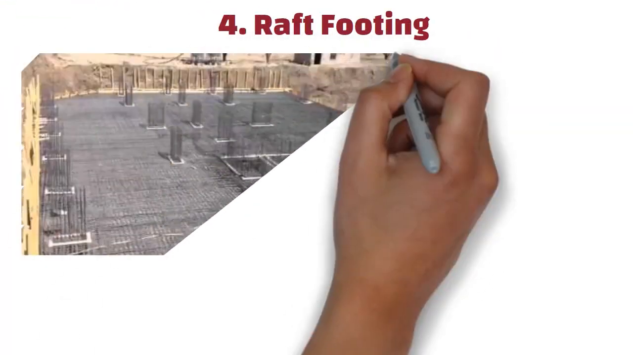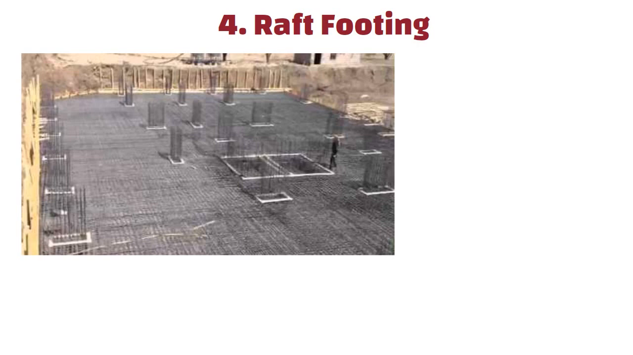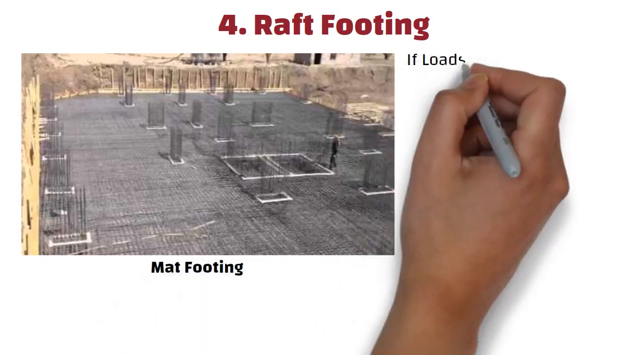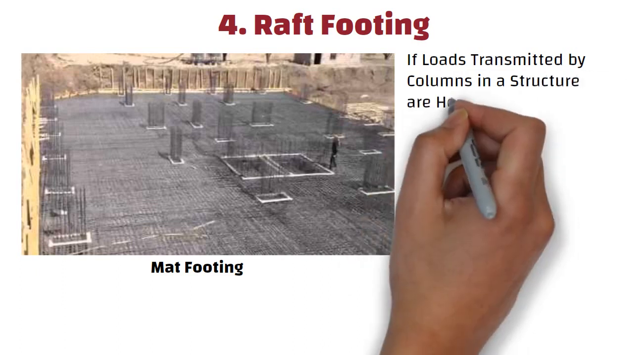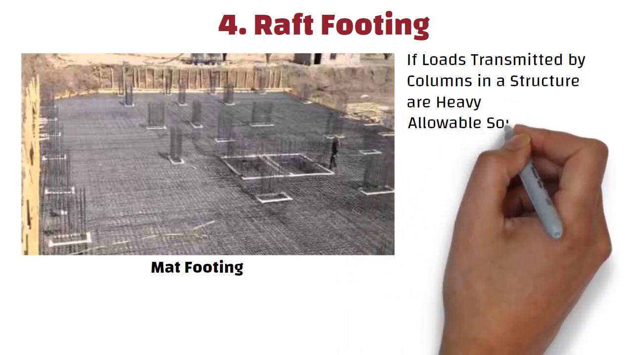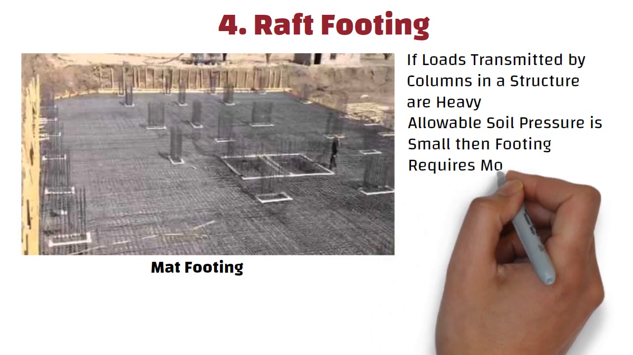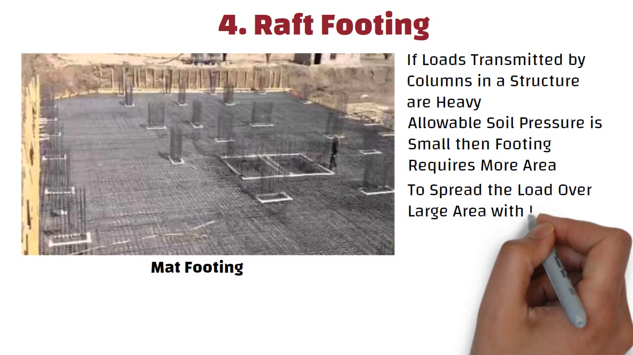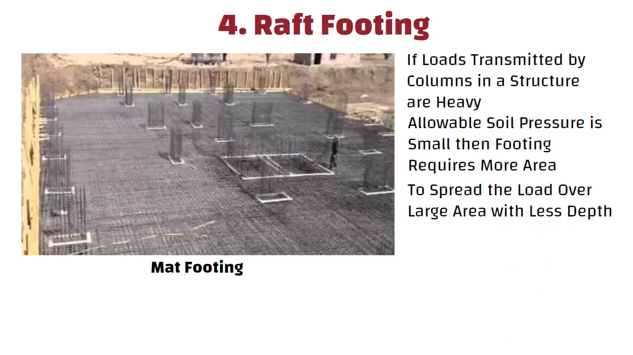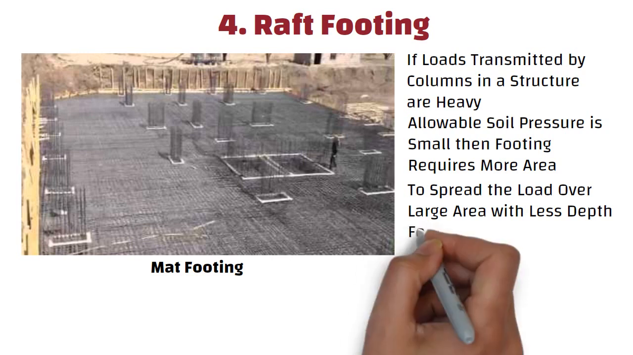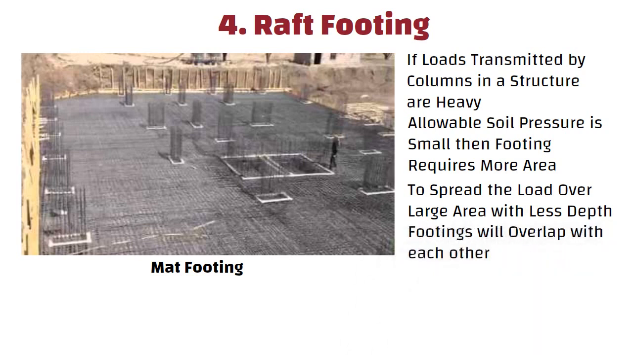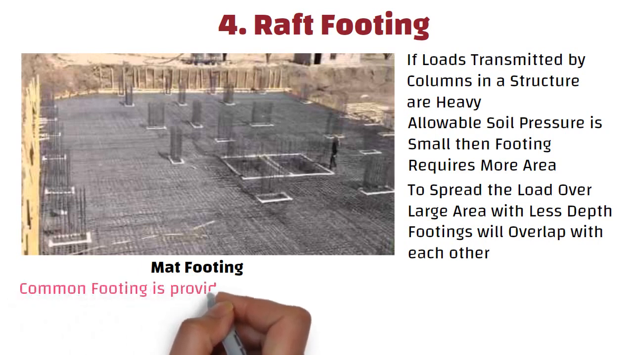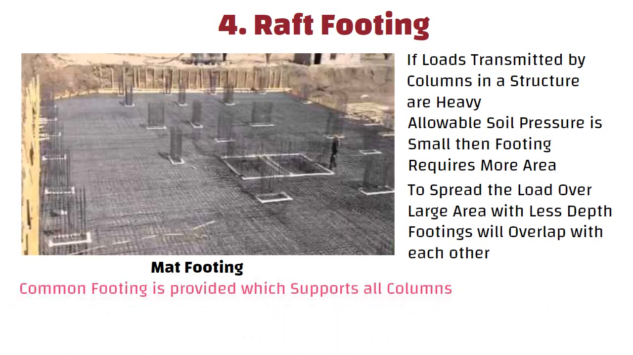Number 4. Raft footing. The raft footing is also called as mat footing. If loads transmitted by the columns in a structure are heavy and the allowable soil pressure is small, then footing requires more area. So in order to spread the load over large area with less depth, we have to increase the footing area. And in this case, if we plan to go with individual footing, then footings will overlap with each other. So to avoid this, a common footing is provided which supports all the columns. Such kind of footing is called as raft footing.